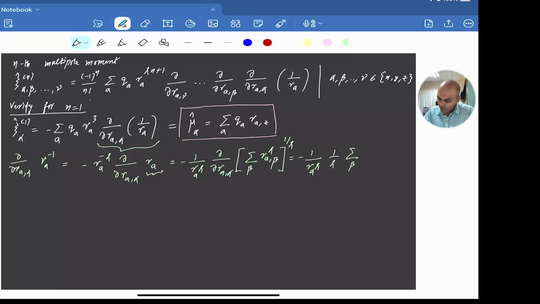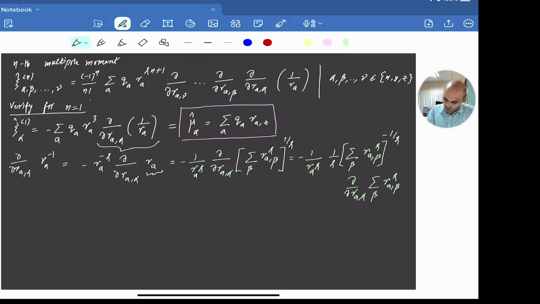summation Ra beta to the 2, and we'll have to do n minus 1 as the power, so this is 1 by 2 minus 1, so this is minus 1 by 2, and we will have to apply the chain rule, so we are still left with dou by dou Ra alpha of summation over beta Ra beta to the 2.